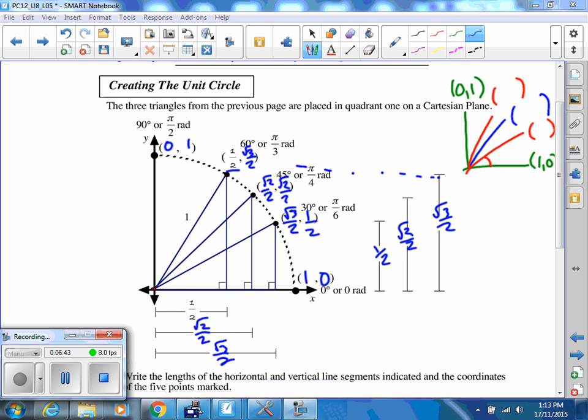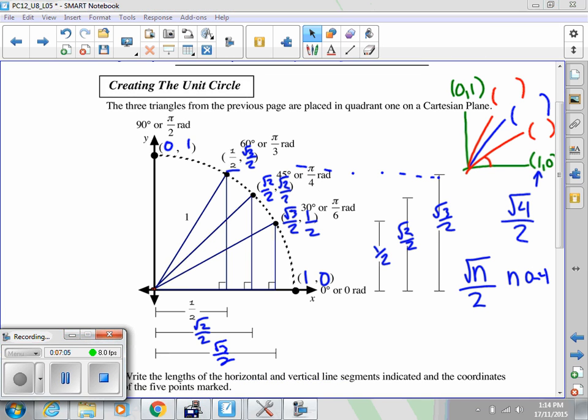Now, we just have to be able to count to 4. You might not notice it, but that 1 is the same as root 4 over 2. In fact, all of these values are root something over 2. And the values of that something are everything from 0 to 4 as whole numbers. So this one's 0, so it's going to then count up.